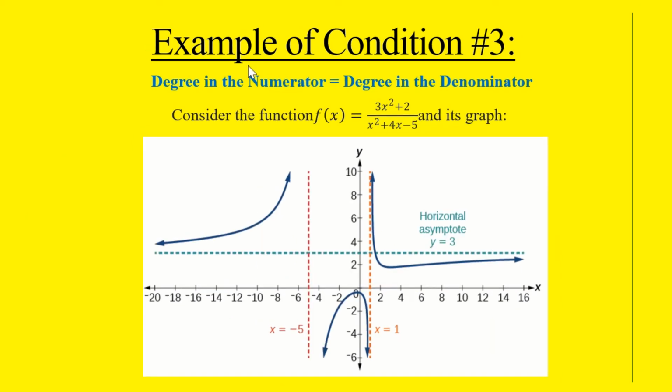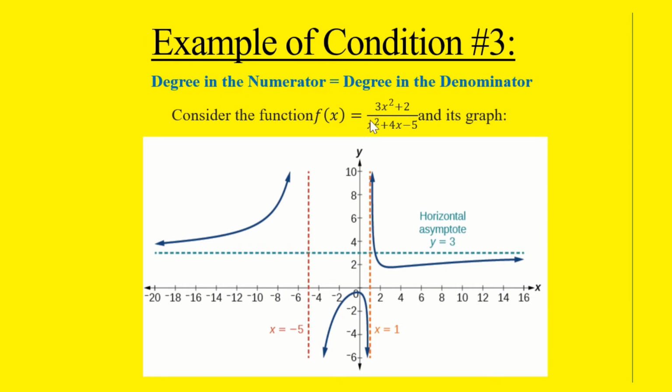And finally, let's take a look at an example of that third condition, that last condition. Remember, that condition was just saying if the degree in the numerator is exactly the same as the degree in the denominator, then we're going to have to look at the leading coefficients of what we have in the numerator and the denominator. So here you can see the degree in the numerator is 2, and the degree in the denominator is also 2. So these two have the exact same degree. Okay, so those degrees are equal.